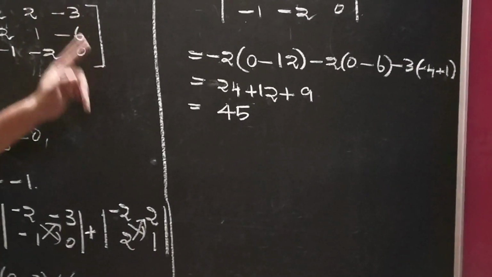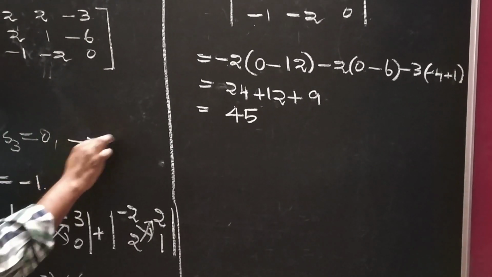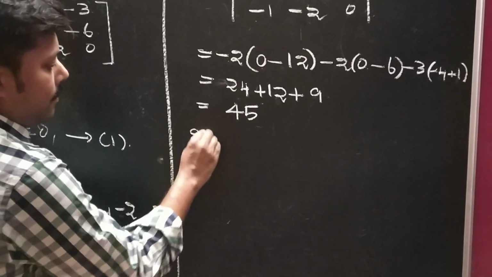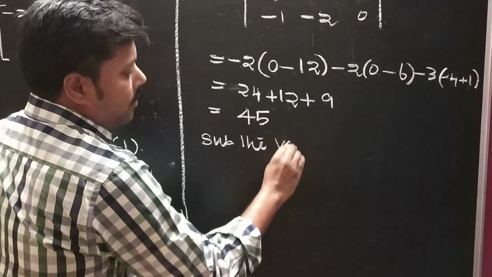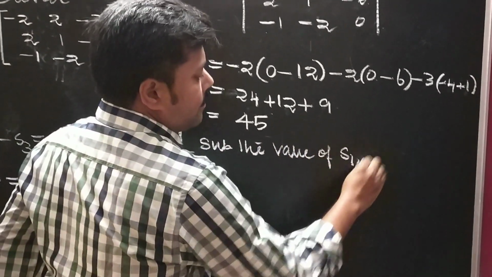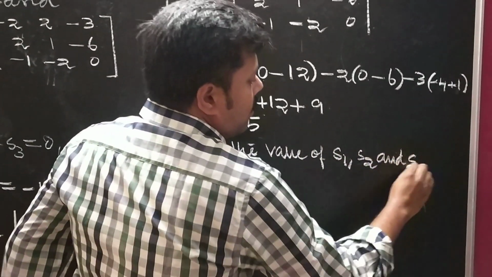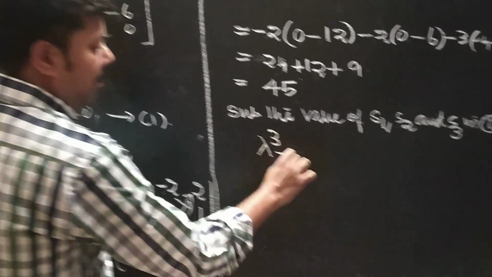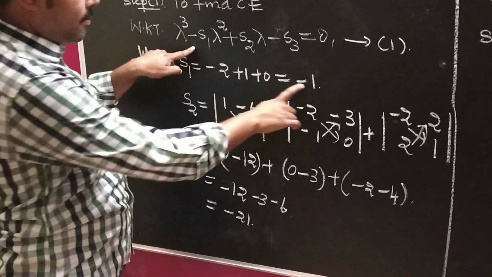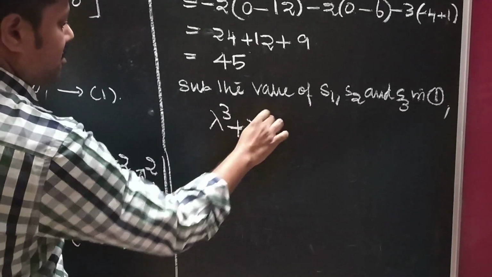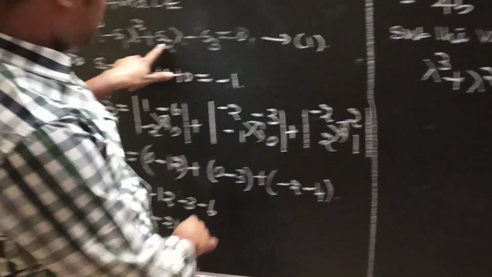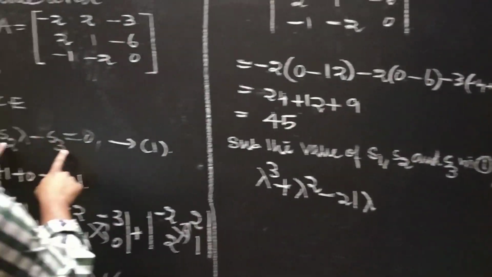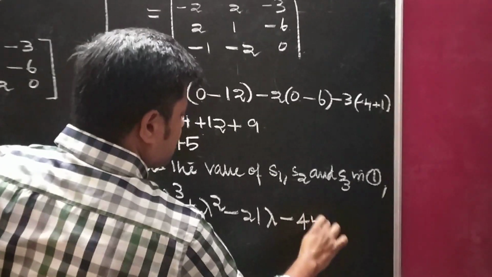So substitute the values of S1, S2 and S3 in equation 1. We get the characteristic equation. What is the characteristic equation? Lambda cube minus S1 lambda square. What is S1? Minus 1. So plus lambda square. And then S2. What is S2? Minus 21. So minus 21 lambda. And minus S3, so minus 45 equal to 0.